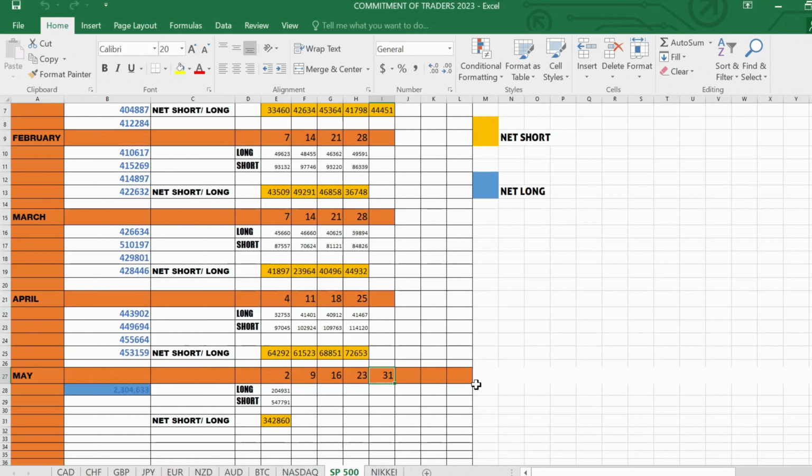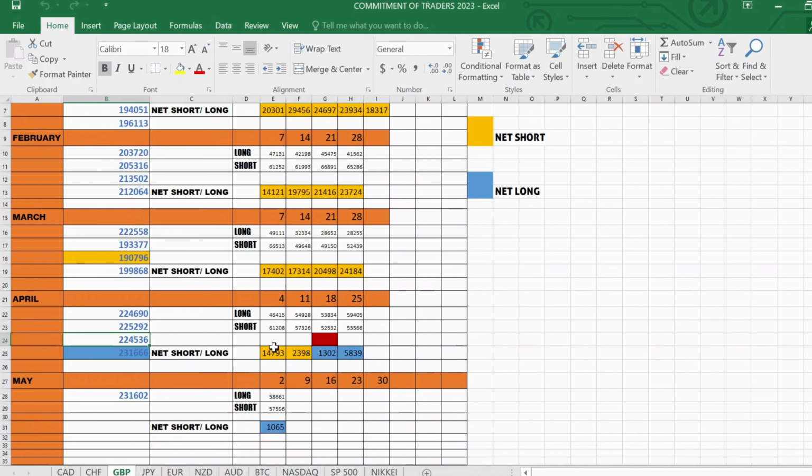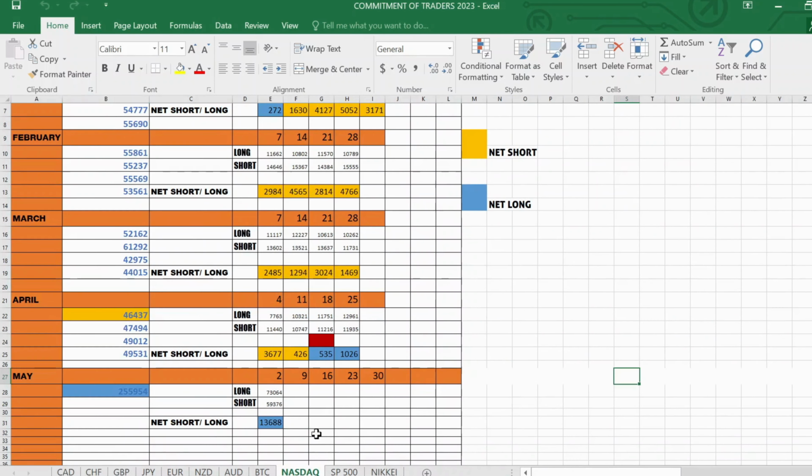So this is how we analyze the COT report. You will need to build historical data for more detailed analysis. Of course, that is a lot of work. So every week, however, I do an update. And the most interesting thing about the latest report is the pound and the NASDAQ.